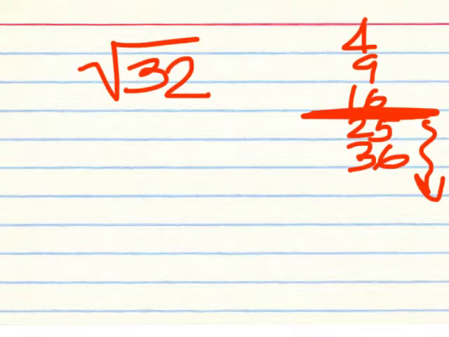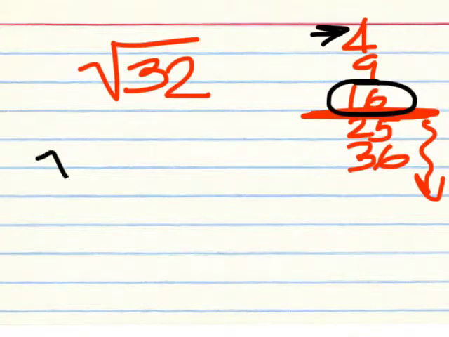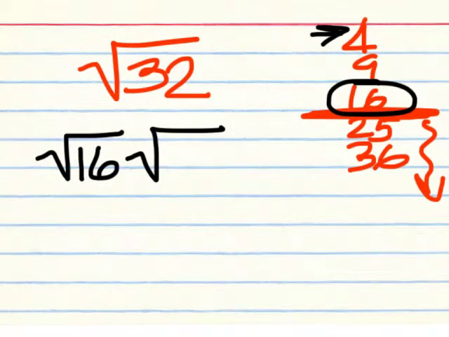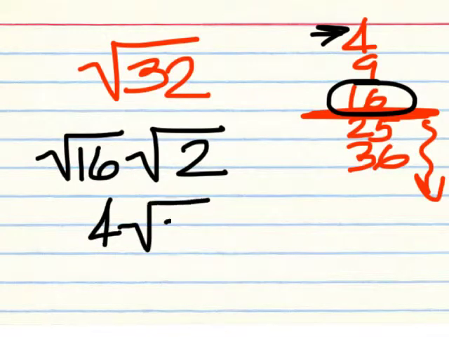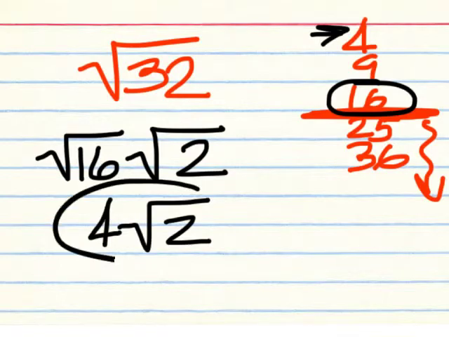Will 4 go into it? 4 goes into it, but is it the highest one though? 16 will go into it. So square root of 16, what number are we multiplying by 16 to get 32? 2. What's the square root of 16? 4. Your answer is 4 square root of 2.